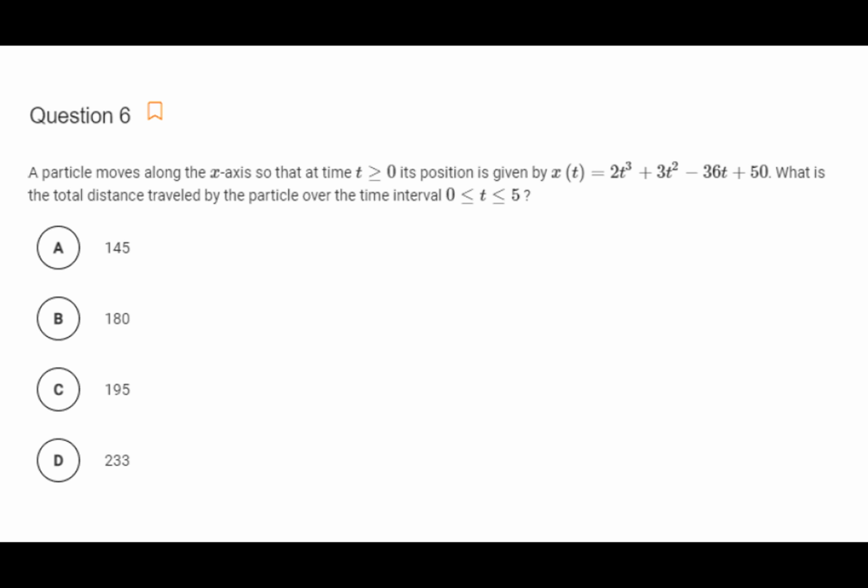It says a particle moves along the x-axis so that at time t greater than 0, its position is given by x of t is 2t cubed plus 3t squared minus 36t plus 50. What is the total distance traveled? So traveled, we're talking about movement. X of t is simply a position. So at this time it's here, at this time it's here. Well, if we're actually talking about movements, we need to find velocity. So that's the first derivative: 6t squared plus 6t minus 36.